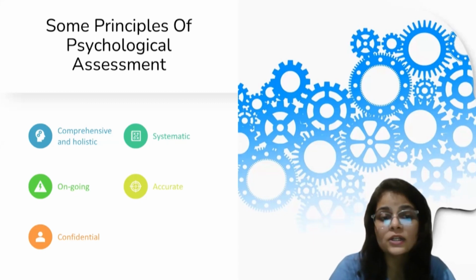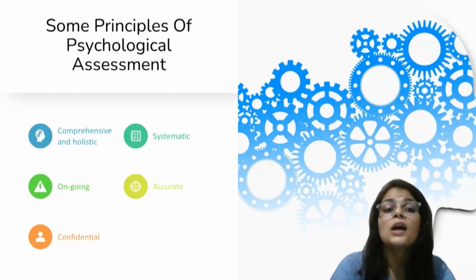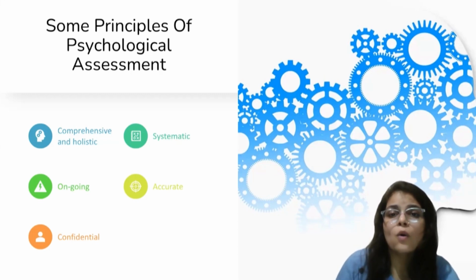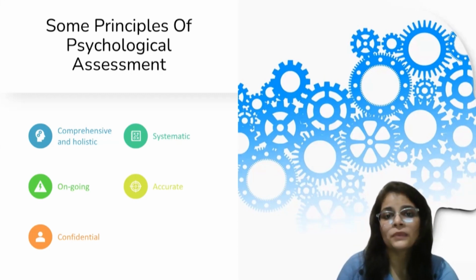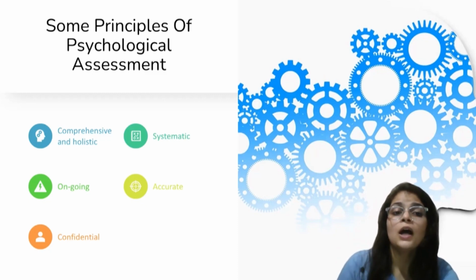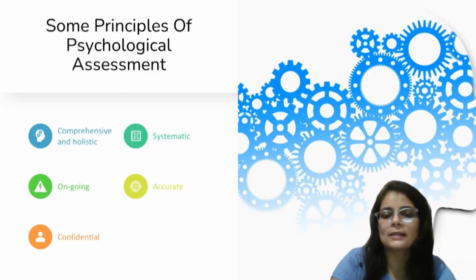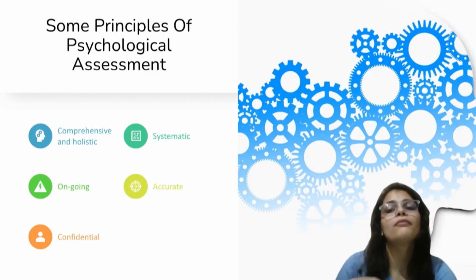Moving ahead, the next principle is that psychological assessment should be systematic. Assessment is a systematic process which includes planning how, why, and what to assess. The steps in the assessment process involve deciding the objective of assessment, identifying the assessment methods to achieve the identified objectives, administering the assessment tools, collection of data, scoring and interpretation, integrating data from different sources to get a holistic picture, and formulating the implications of the assessment in the various areas of the client's life.